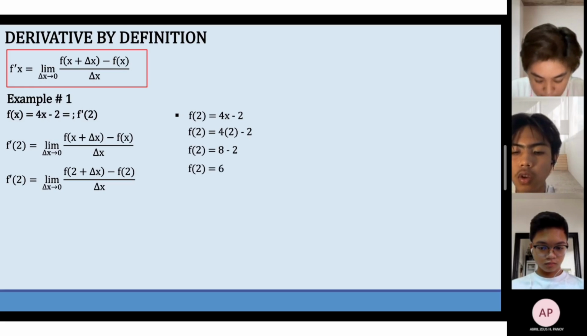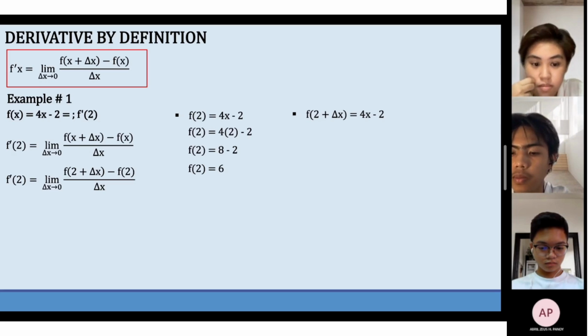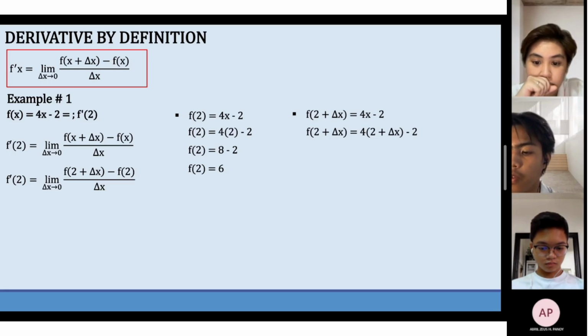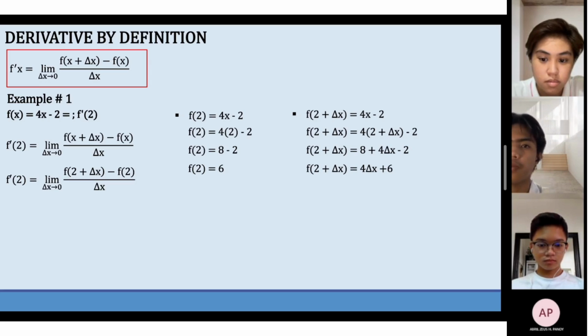Next, we are going to solve the f of 2 plus delta x. f of 2 plus delta x is equal to 4x minus 2. Substitute 2 plus delta x to the function. So 4 times the quantity of 2 plus delta x, minus 2, and then solve. We are going to distribute 4. So 4 times 2 is 8, 4 times delta x is 4 delta x, minus 2. Combine like terms. So 4 delta x plus 6, since 8 minus 2 is 6.